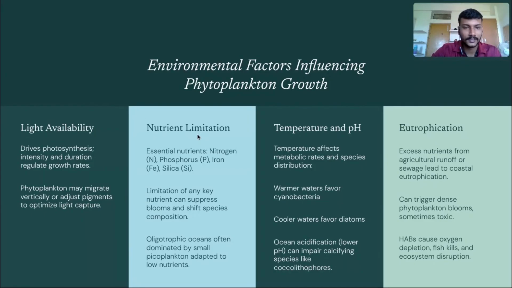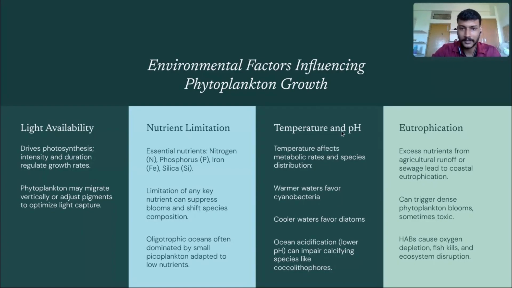This one also we have discussed, that they not only require sunlight and CO2, but other nutrients like nitrogen, phosphorus, iron, and silica as well. So any limitation in their nutrient availability will affect their species composition. And when the species composition is affected, the overall biodiversity of the marine habitat is affected.